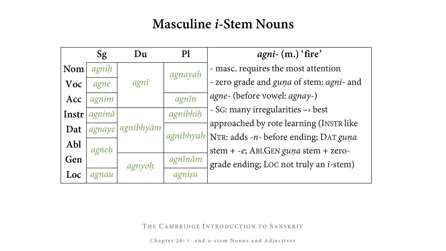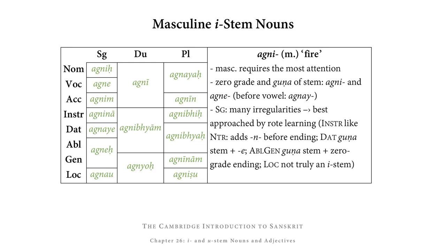On to the dual. In the nominative, vocative, and accusative, we have Agni. So instead of short I, we have long I, Agni. Instrumental dative ablative dual is perfectly straightforward and recognizable. It's just Agni plus our ending Pyam that we've seen many times before.